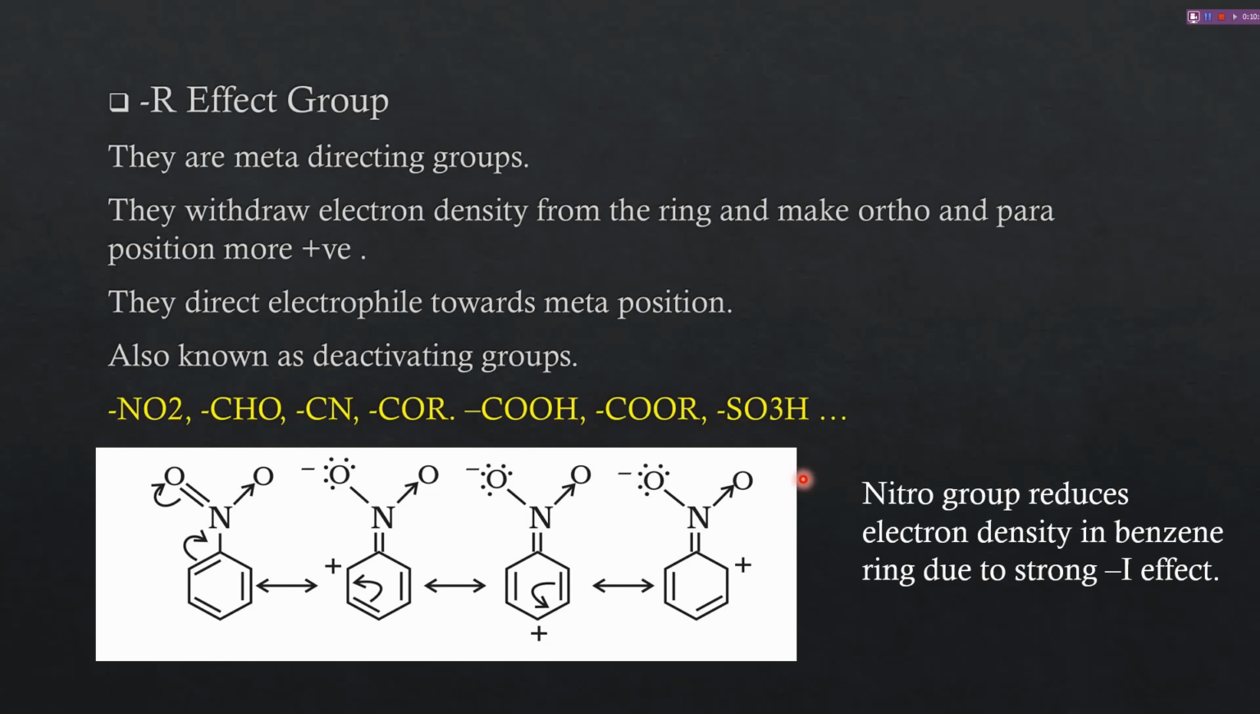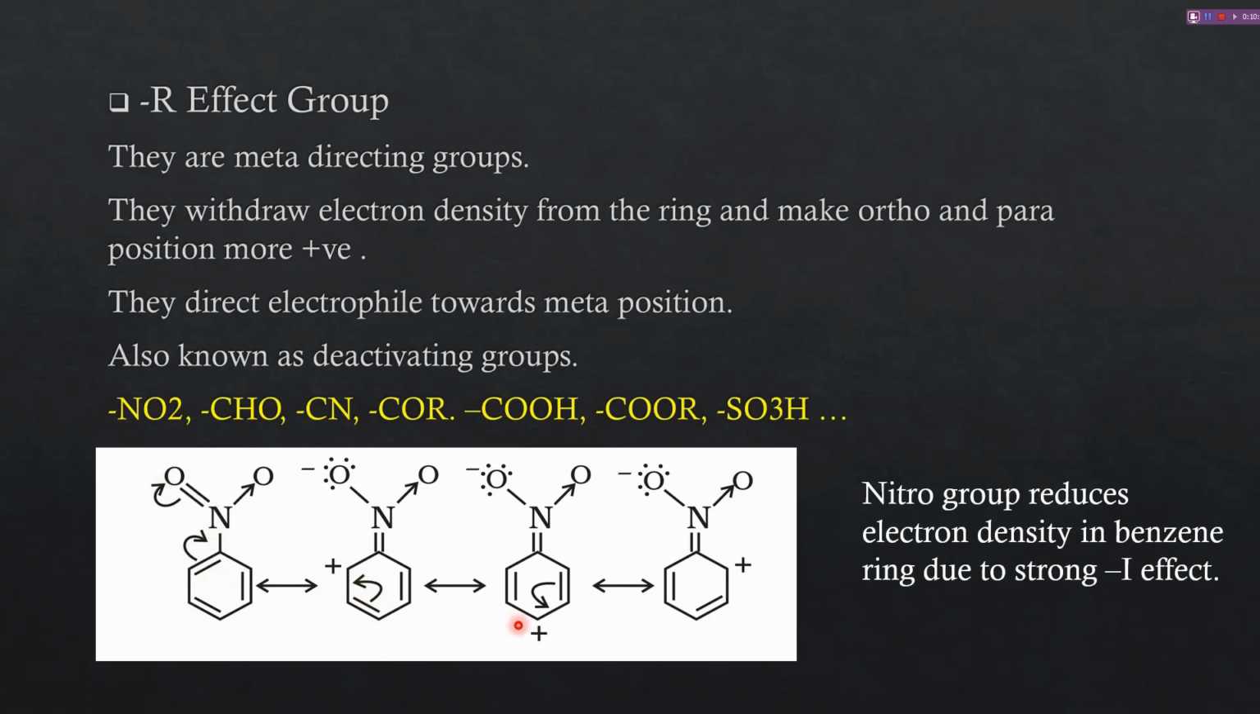But here in the case of nitrobenzene, the nitro group has a strong minus I effect, that is, a strong electron withdrawing tendency. So the electron density will be withdrawn from the benzene ring, and hence it makes the ortho and para positions positive. When electron density is withdrawn, this double bond goes over to the oxygen, and so as to complete the valency, this bond breaks and goes over here, right? So this will automatically carry a positive charge, and on resonance this will carry a positive charge. So ortho and para positions become positive.